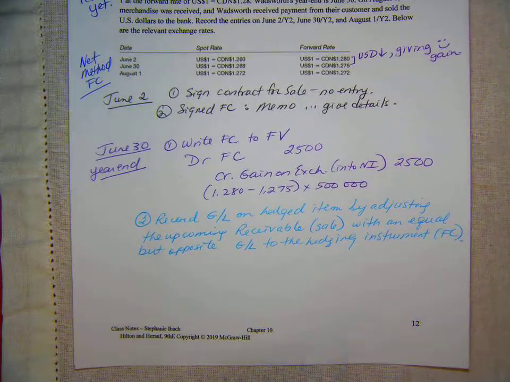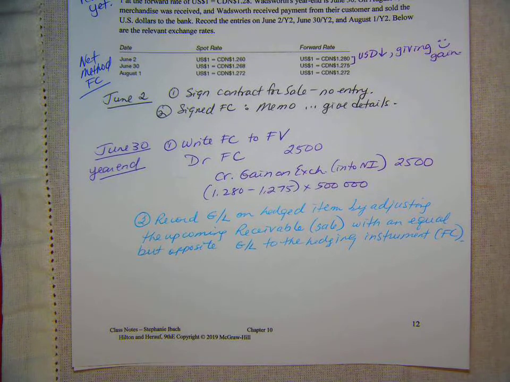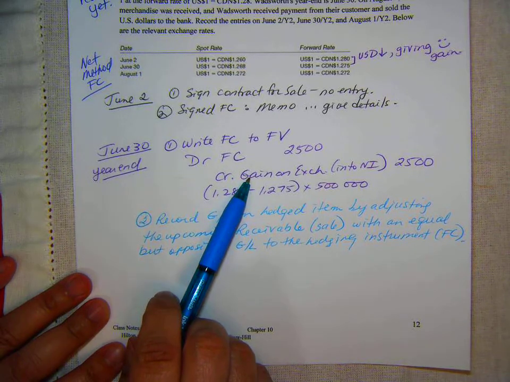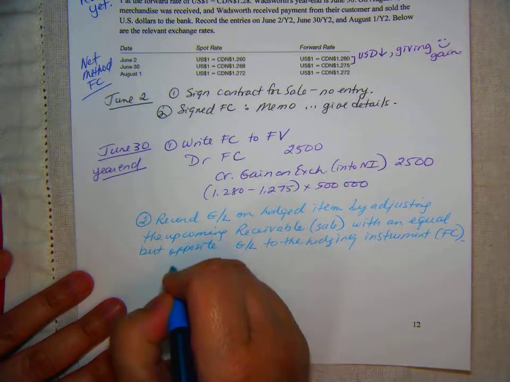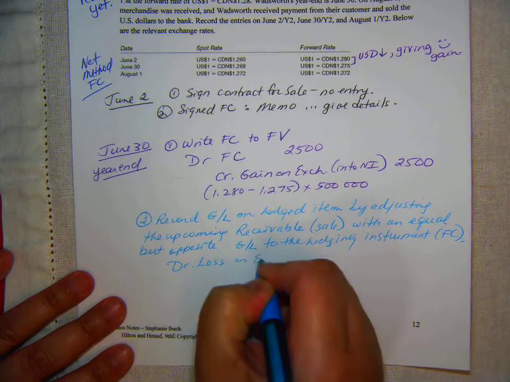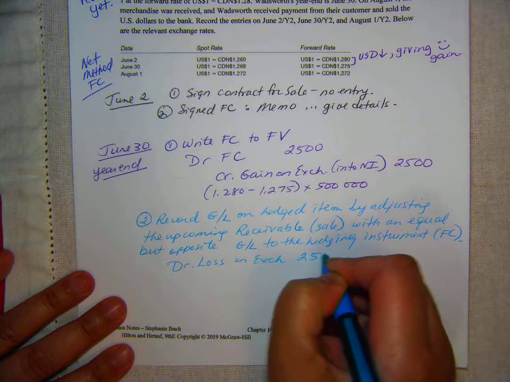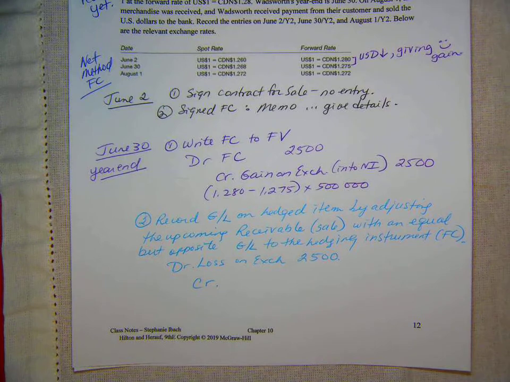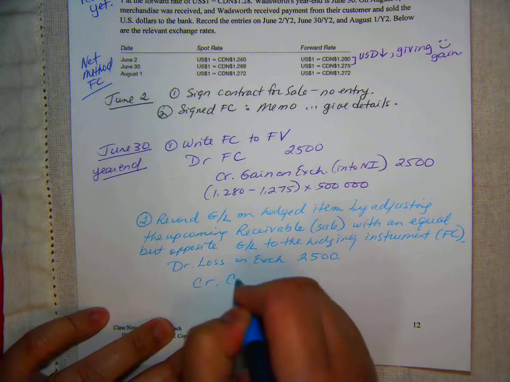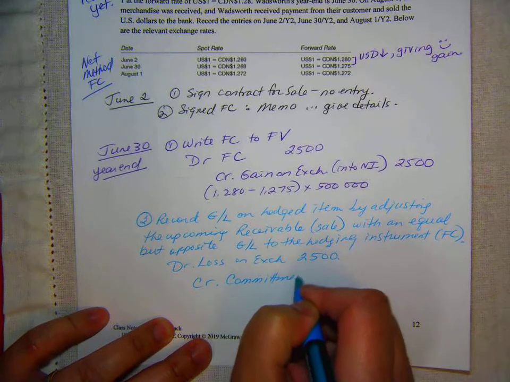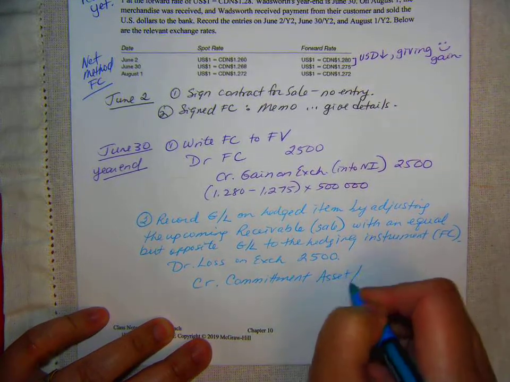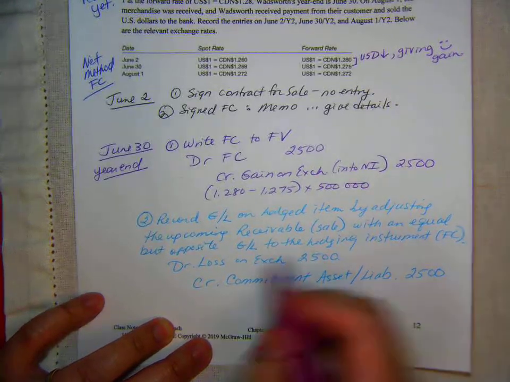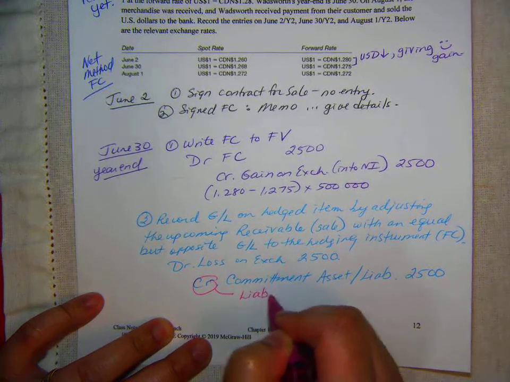So, that's a lot more words than you need to go, see this? This was a gain up here. Well, now we're going to record the opposite. We're going to record a loss down here. Loss on exchange for the exact same value. And we're going to create either an asset or liability. It depends on the balance. So it's called commitment asset/liability for 2,500. And obviously right now it's got a credit balance, so it's a liability.